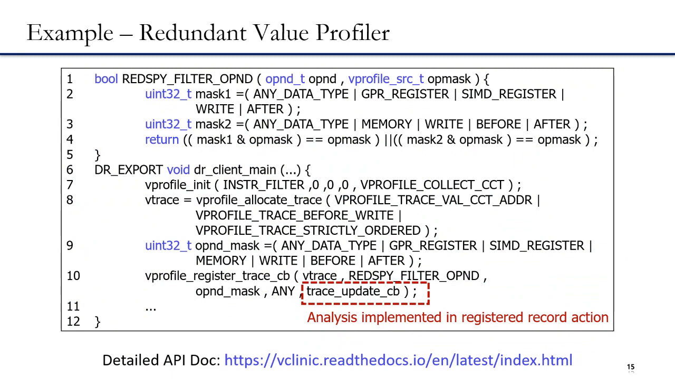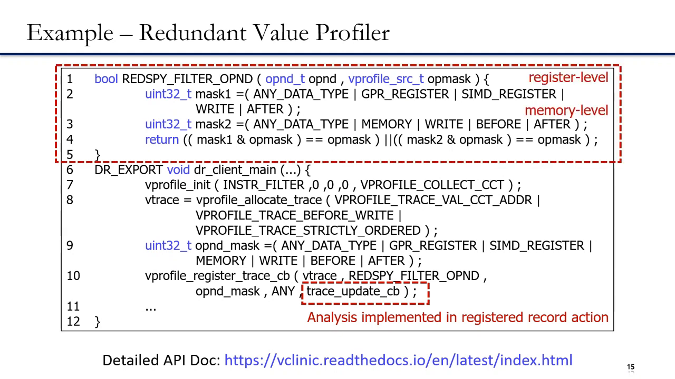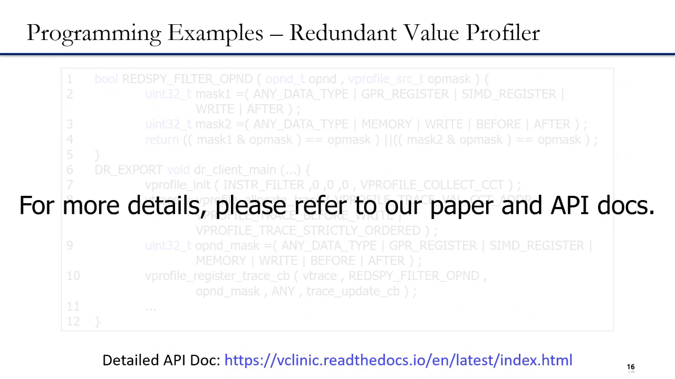As an example, we introduce how to implement a redundant value profiler with VClinic. Value redundancies are inefficiencies that write the same or similar values into the same memory locations, which indicates optimization potential for redundant computations. Specifically, value redundancies include register-level and memory-level redundancies, which need different detection policies for better efficiency. With VClinic, we can simplify the separation of these two levels by using two different operand masks, as shown in lines 1 to 5, where mask 1 is the register-level mask and mask 2 is the memory-level mask. These two levels will then be separately handled within the record action by examining the operand attributes in the trace record. For more details, please refer to our paper and API docs.